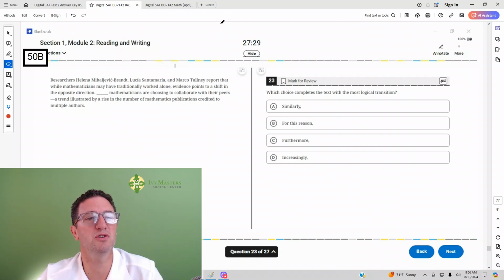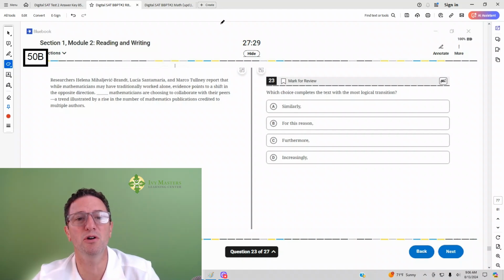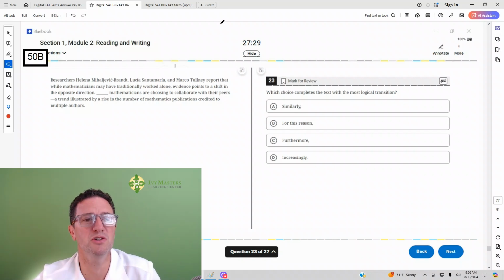And we read the passage. Researchers Helena Mihaljevic-Brandt, Lucia Santamaria, and Marco Tullney report that while mathematicians have traditionally worked alone, evidence points to a shift in the opposite direction. Mathematicians are choosing to collaborate with their peers, a trend illustrated by the rise in the number of mathematics publications credited to multiple authors. So do these two sentences show similarity or difference? Well, it says they traditionally worked alone, but evidence points to a shift in the opposite direction, which would mean they're working together. And then after it says they're choosing to collaborate, so it does show similarity.